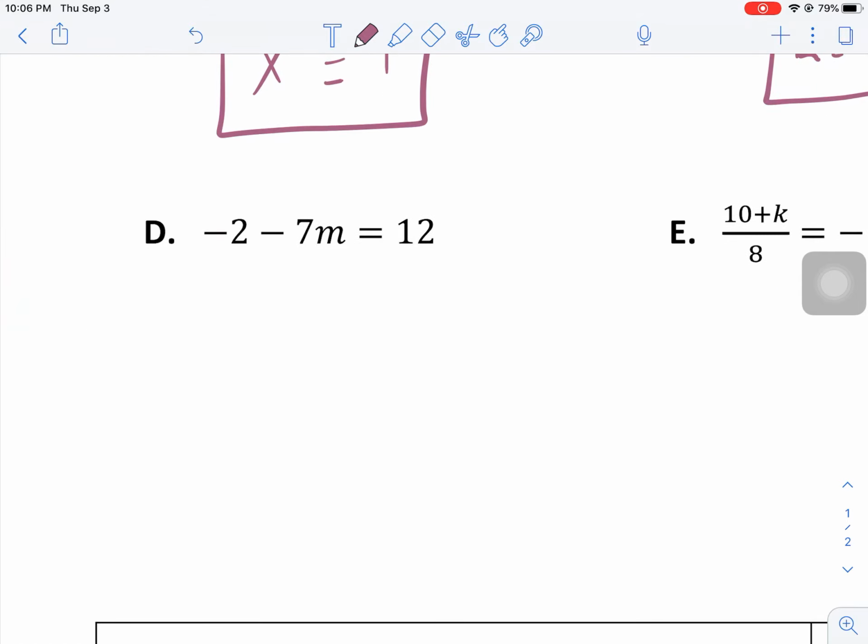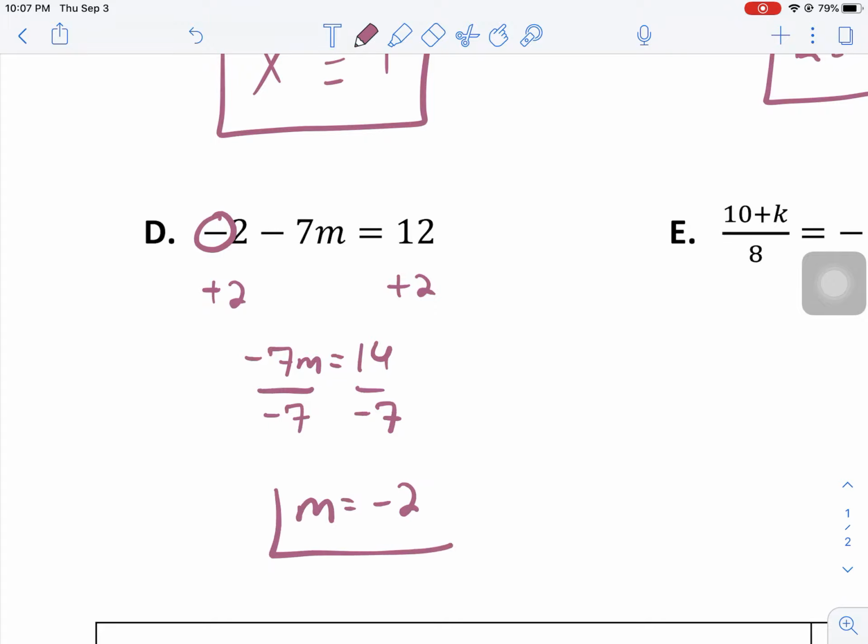Next up, we have, again, another negative out front here. So in order to get that negative off, we're going to add 2 to both sides. When we do that, that leaves us with negative 7m is equal to 14. And then to undo multiplication, we divide. So we're going to divide both sides by negative 7, and that gives us m is equal to negative 2.